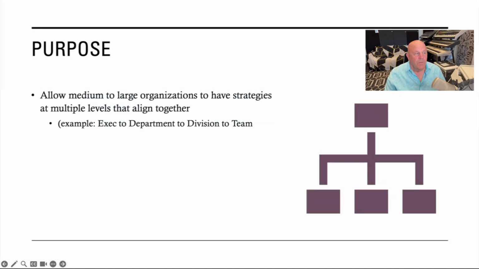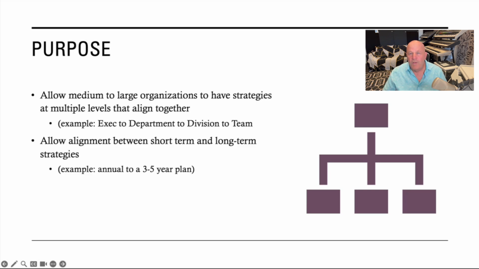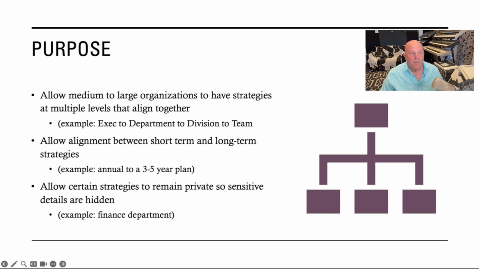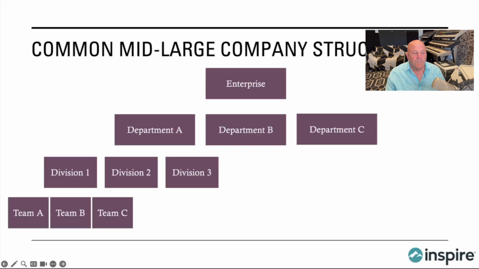So the purpose is really to allow medium to large organizations to have strategies at multiple levels that align with each other, such as an executive to a department or division to a team. And also allowing strategies between long-term and short-term. So if you have maybe a 5-year strategy and you want to do 1 year at a time and be able to get into the details, but see how it looks at the big picture. And then also certain strategies might be sensitive where you want to put privacy and hide the ability for certain people to view data, such as key results at the financial level.